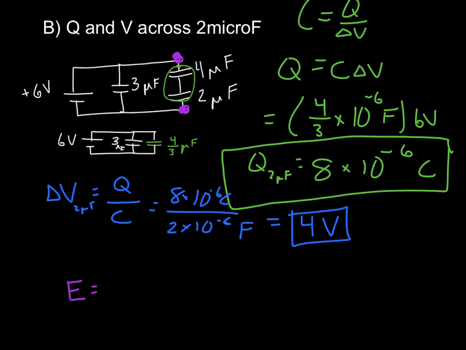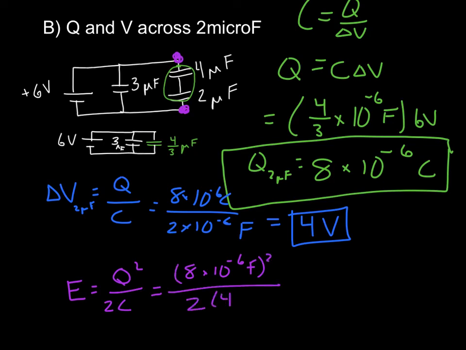So let's look for something that uses charge and capacitance. Is there anything that uses charge and capacitance? Well, right, if you go back to your formula to check, energy equals Q squared over 2C, which is 8 times 10 to the minus 6 coulombs squared over 2 times the capacitance, which is 4 times 10 to the minus 6 farads. By the way, the top number is coulombs, sorry, I wrote that down wrong. Farads. Which equals 8 times 10 to the minus 6 joules.